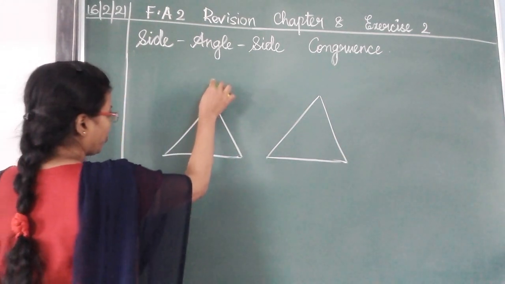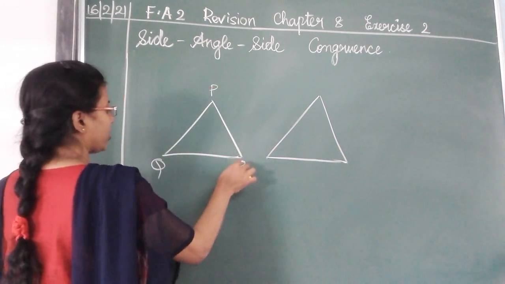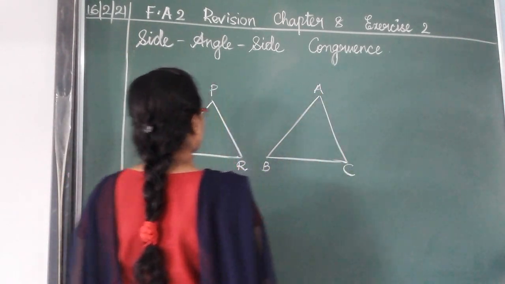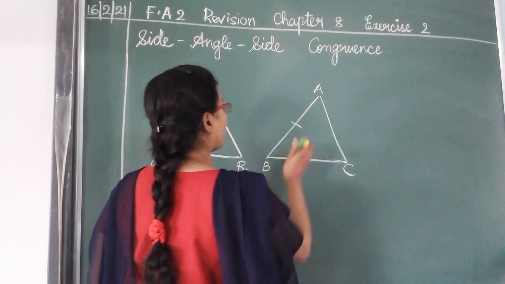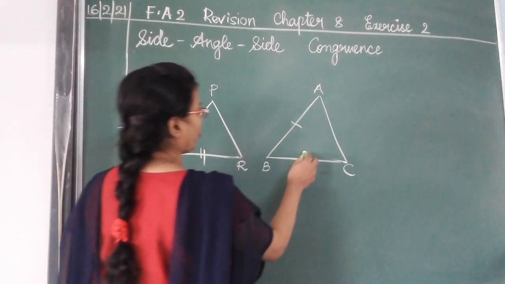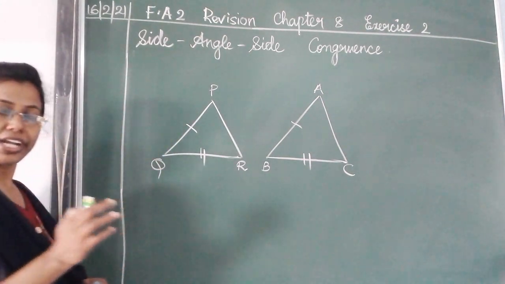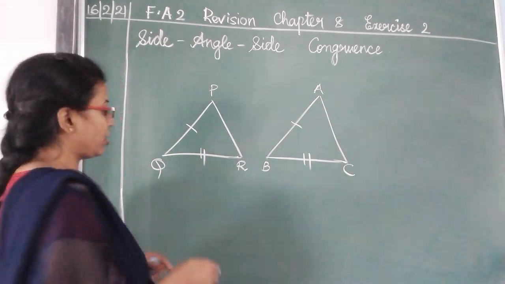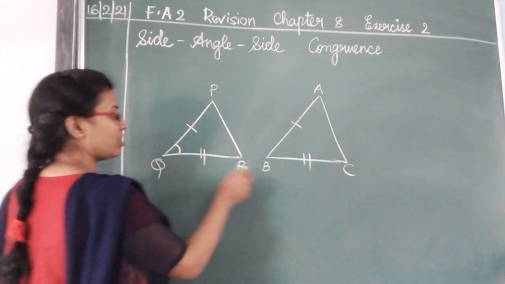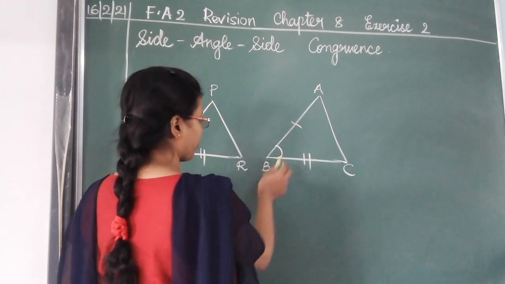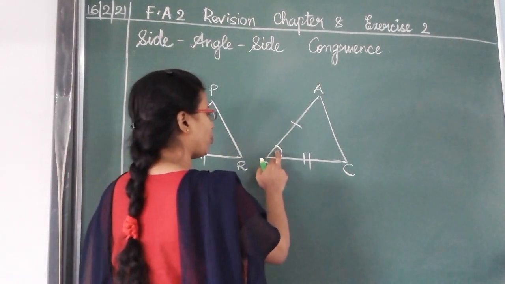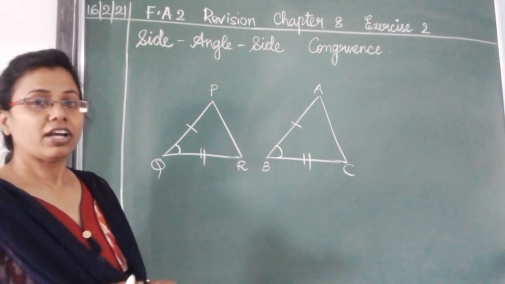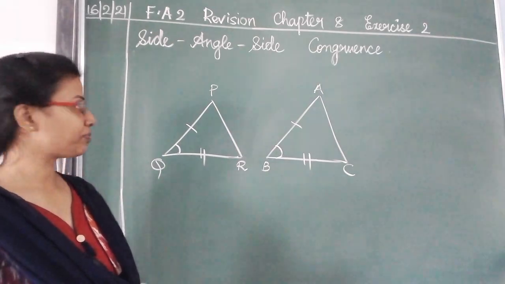if these are two triangles PQR and ABC. Okay, you know that PQ is equal to AB and QR is equal to BC. The included angle, the angle which is formed with these two line segments, angle Q is equal to angle B. Then these two triangles are said to be congruent. Understood?